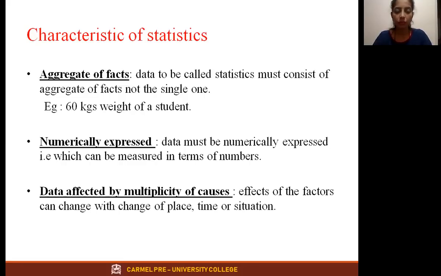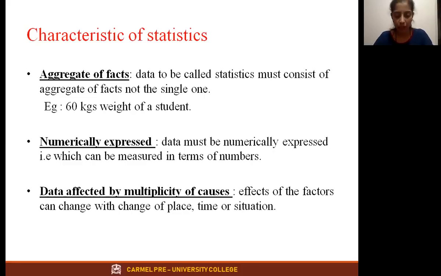Then take the death of a single person on a particular day. No, on a particular day, how many deaths have occurred, how many deaths are registered in all hospitals, that can be called statistics. Okay, when the total number of data is large, then only we can call it statistics. Isolated facts cannot be called statistics.